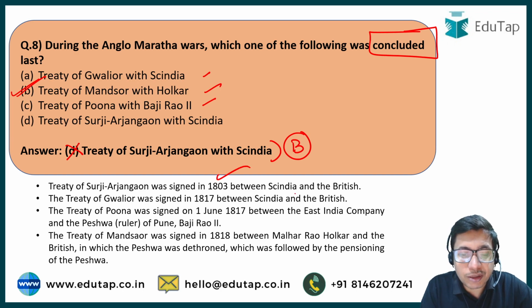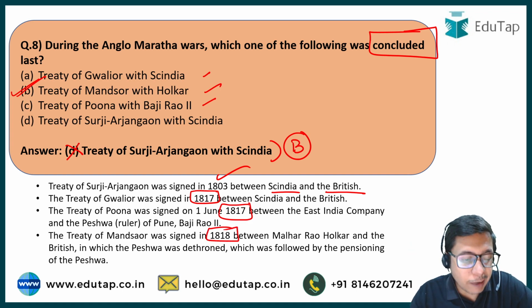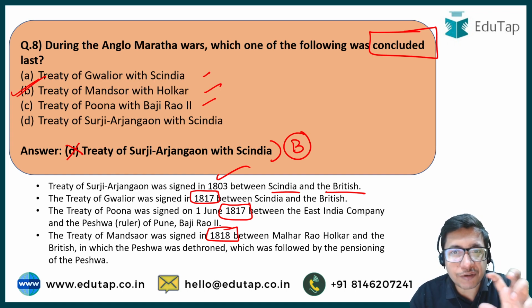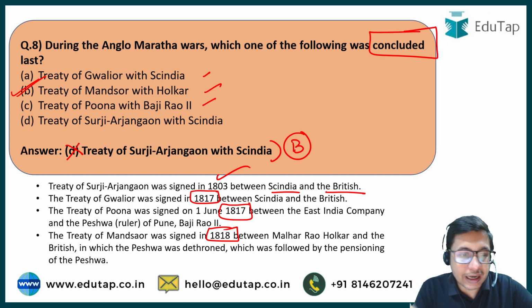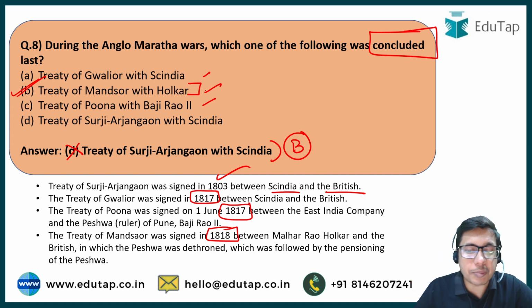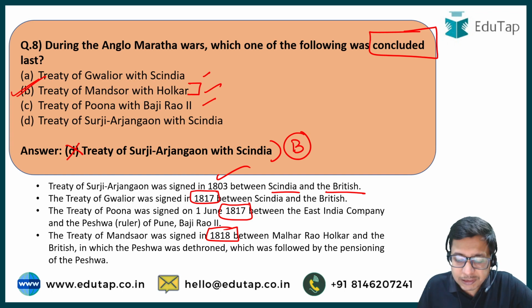It was signed in 1803 between Scindia and the British. The Treaty of Gwalior was in 1817 in the Second Anglo-Maratha War, and the Treaty of Pune again in 1817, while the Treaty of Mandsaur was signed in 1818 between Malhar Rao Holkar and the British, in which the Peshwa was dethroned. This was the conclusive treaty in which the Britishers gained an upper hand against the Marathas, sent the Peshwa on pension and removed all the powers which the Peshwa had over his territory. So the correct answer has to be the Treaty of Mandsaur with Malhar Rao Holkar.